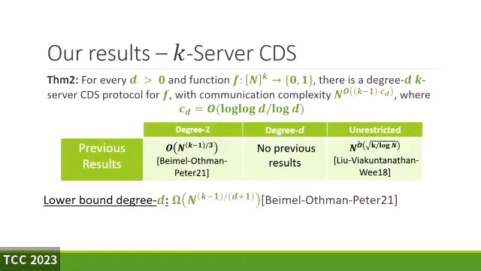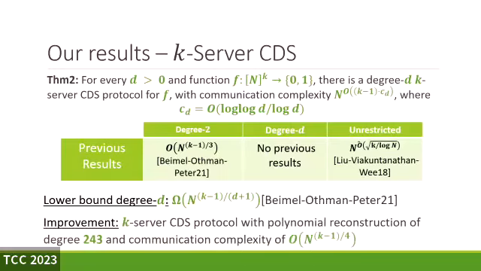But there is a lower bound for K-service CDS with the degree D construction from Bamel to Manpeter of omega of n to the k-1 over D plus 1. Looking at the lower bound compared to our results, you can see there wasn't a way for us to avoid the k-1 factor in the exponent. The only possibility for improvement would be in the constant CD. And the first improvement that we present for polynomial K-service CDS has a reconstruction degree of 243 and communication complexity n to the k-1 over 4, which improves the degree 2 communication complexity.